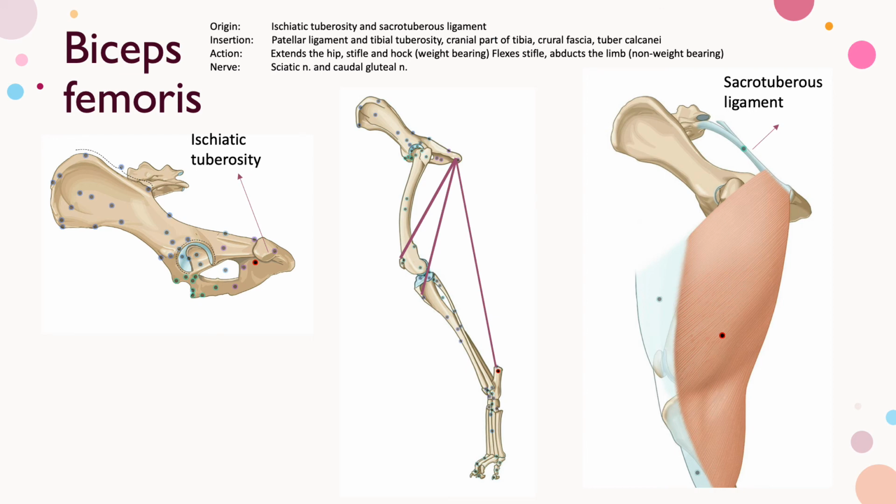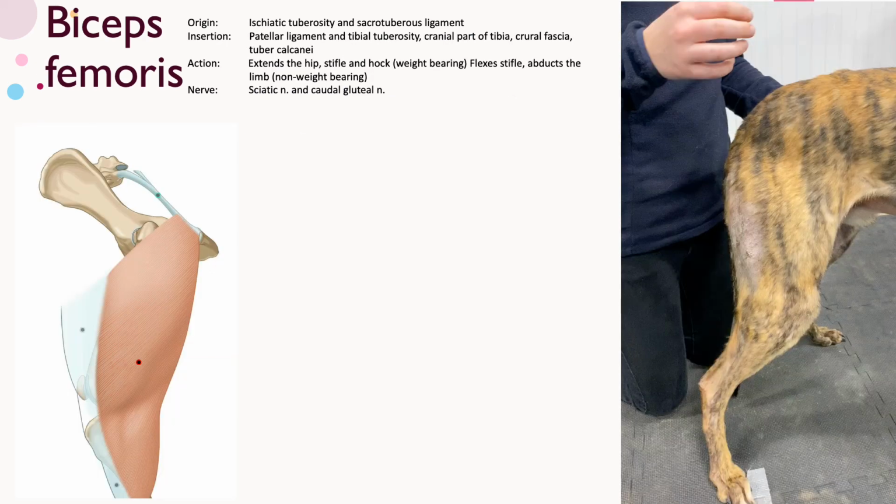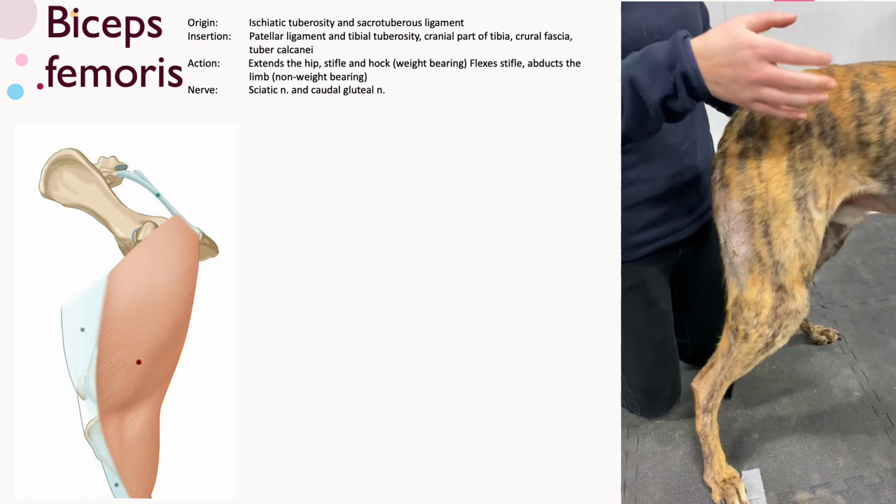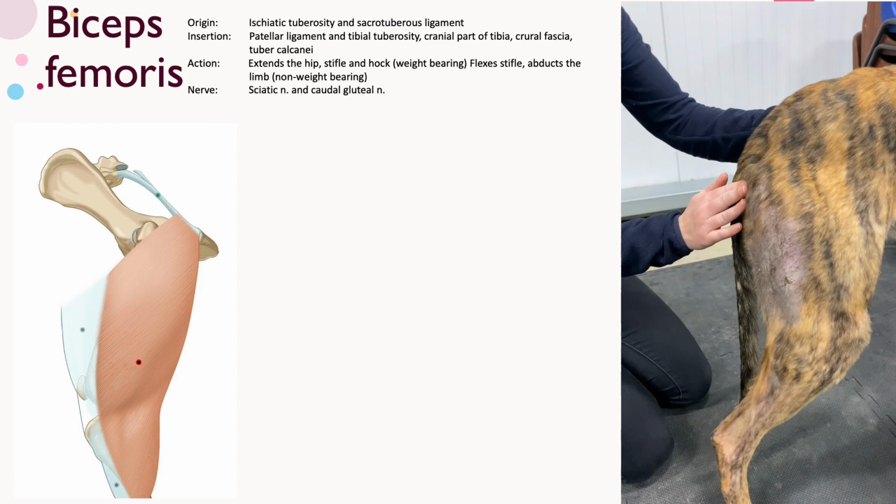I've just given you 3 arrows there in the middle image, just because they should, obviously between the patellar ligament and the tibial tuberosity and the cranial part of the tibia and the crural fascia, they are all in those areas there. And then it's coming down onto the tuber calcaneus. So we're going to palpate this muscle. So obviously there's quite a lot to this muscle. So you've got to remember it's got 2 origin points and it's got 5 insertion points. So let's palpate this muscle.